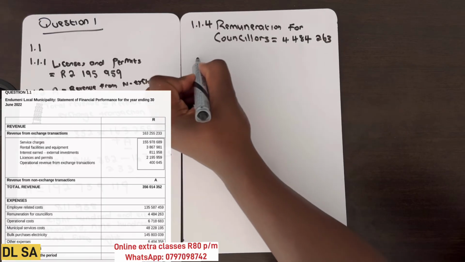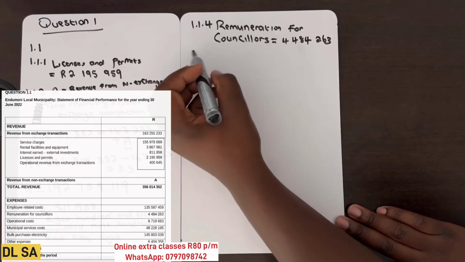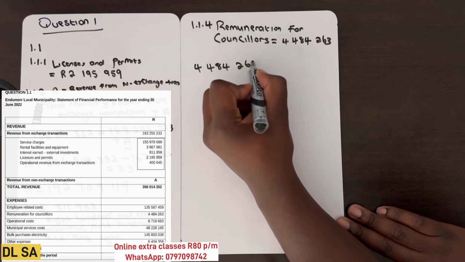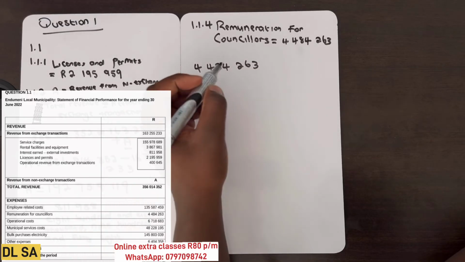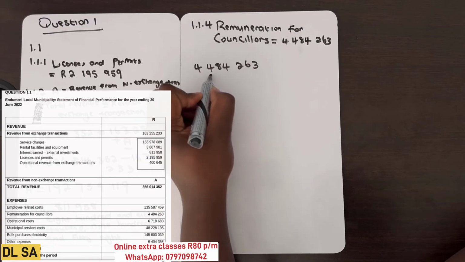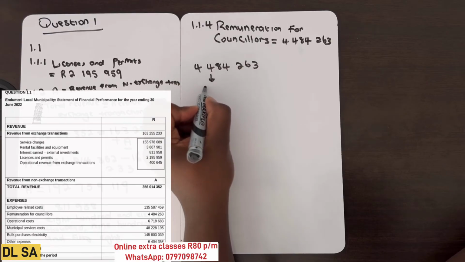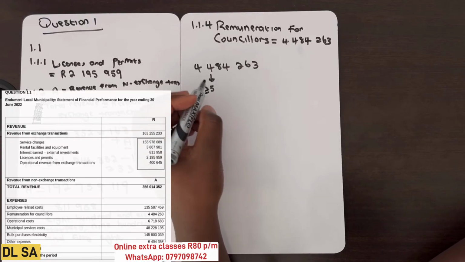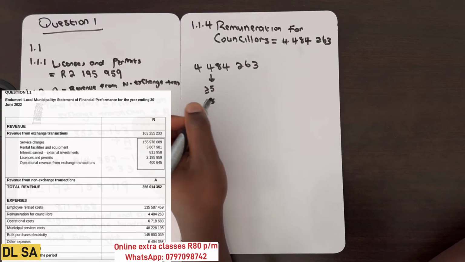So to do that, we take our amount, which is 4,484,263. Because we are rounding to the nearest 100,000, this is the number that has to change. If this number is equal to or greater than 5, then it will change. But if it is less than 5, it will remain the same.